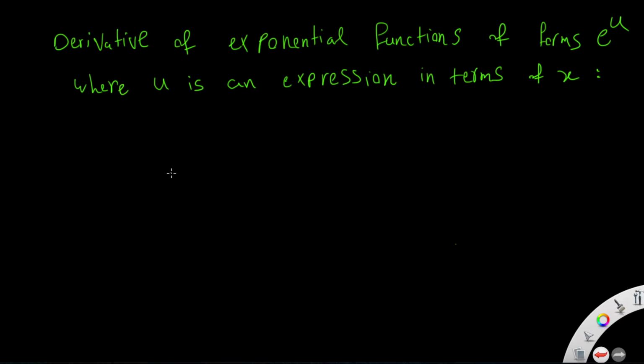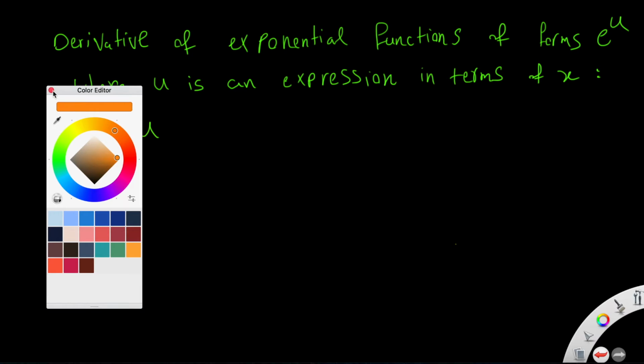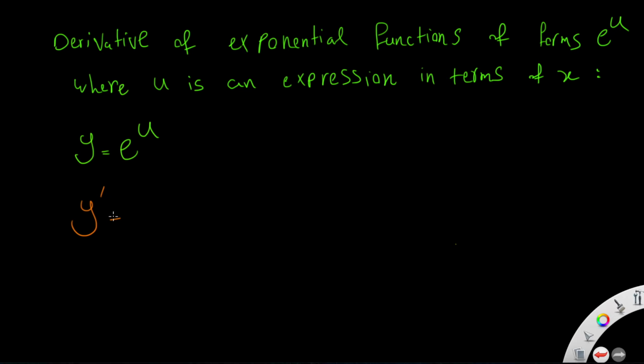In this video, we are going to find how to find the derivative of exponential functions of the form e to the power of u, where u is an expression in terms of x. When you want to differentiate such a function, you first differentiate the power. Do not confuse it with polynomials, x to the power of n, where you bring the power down and subtract 1 from the power. It has a completely different rule.